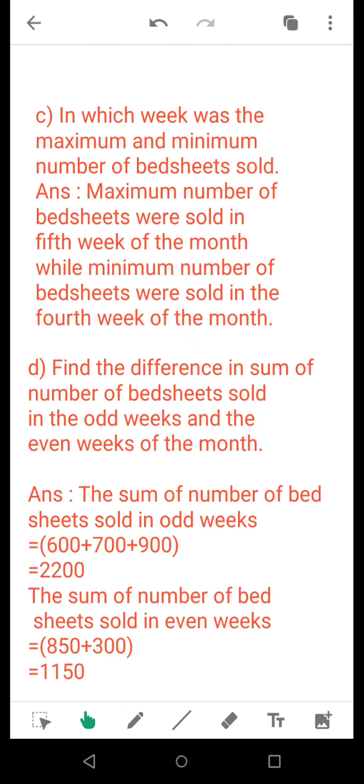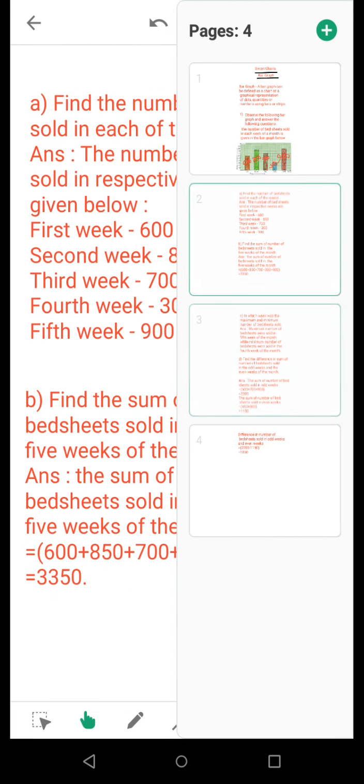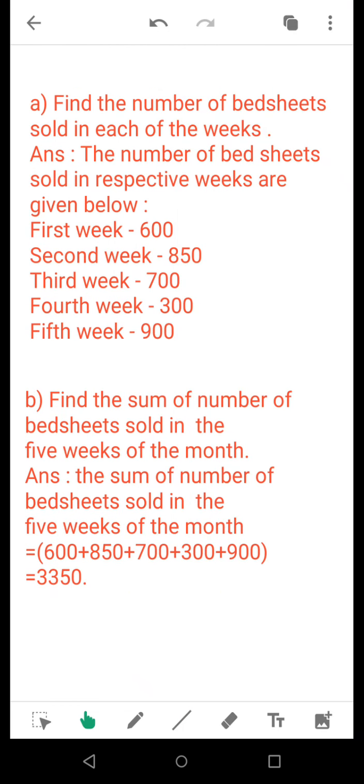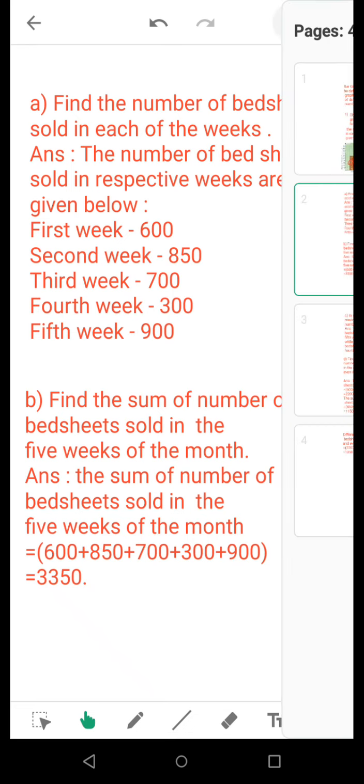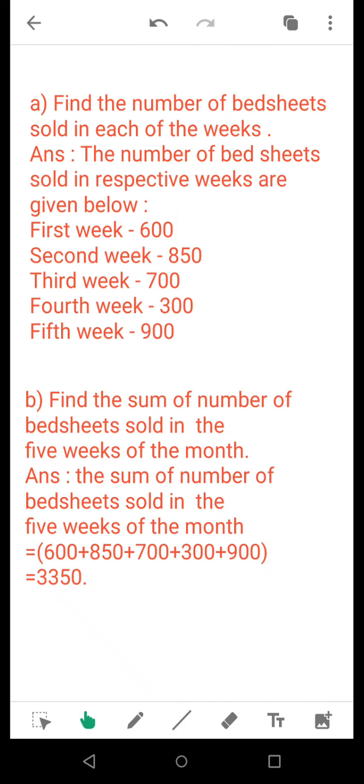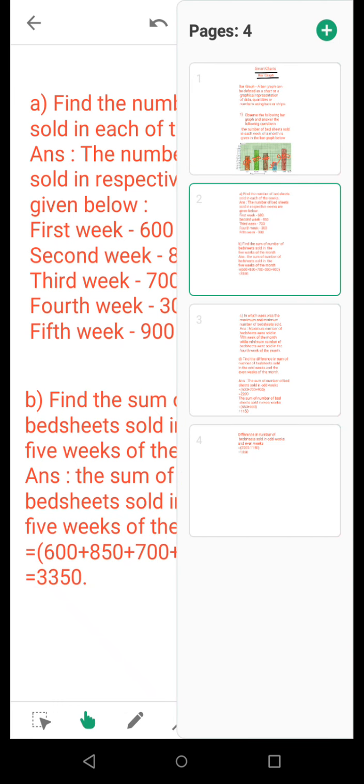Okay. Now we come to question number C. In which week was the maximum and minimum number of bed sheets sold? Now students, let me take you to this page over here. Now if we compare over here, you can see that in the 5th week, maximum number of bed sheets, that is 900, were sold, and in the 4th week, minimum number of bed sheets, that is 300, were sold. So what I told you earlier, that if you find out in the respective weeks the number of bed sheets sold, that will help you in other questions also.